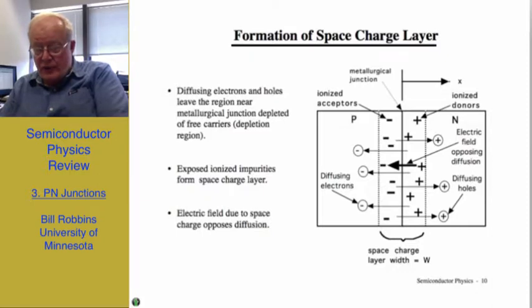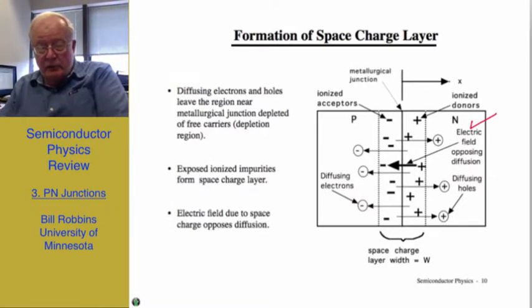Similarly, we expose on the N-type side the positively charged donors. As the diffusion process continues and we have more and more electrons diffusing to the left and holes to the right, we're building up space charge, positive on the N-type side, negative on the P-type side. That generates the electric field, which is in the direction such that it opposes the tendency of diffusion. This electric field is going to push electrons back toward the N-type side and holes back toward the P-type side.